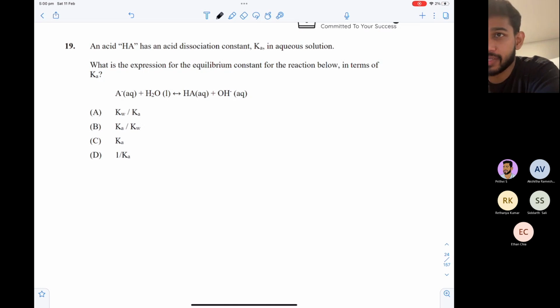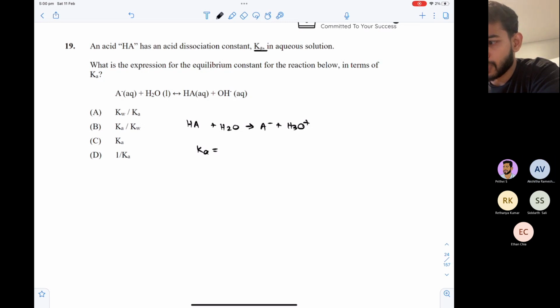Acid HA has an acid dissociation constant, Ka. So what's the expression for Ka, Akshita? Ka is equal to A times H over HA. Okay, we'll start with the equation. HA plus H2O gives you A minus plus H3O plus, right? So what is the Ka expression one more time?